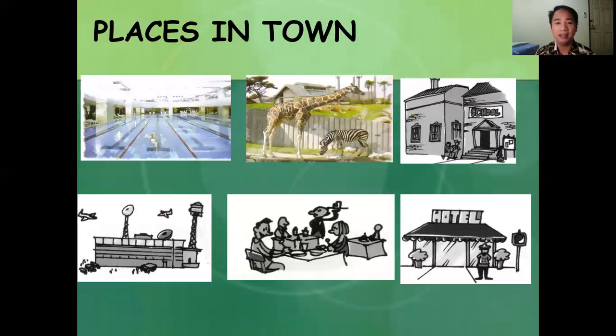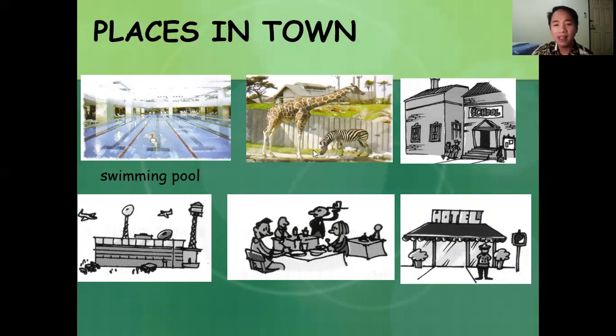Okay, another places in town. So you can guess here the first photo. What is this? It is a place wherein you can go swimming. So this is what you called a swimming pool. Do you know how to swim? Okay.